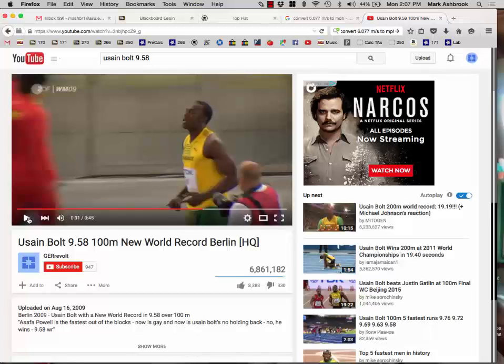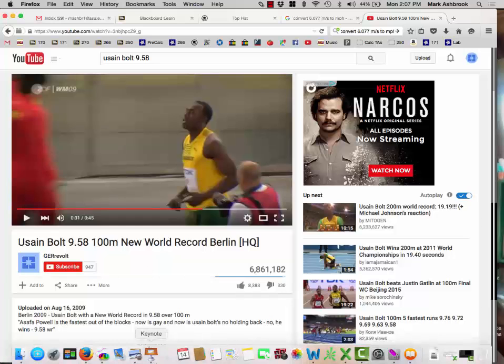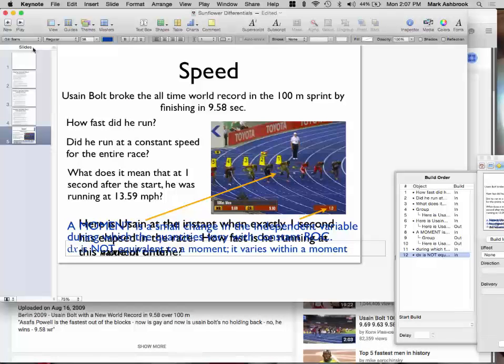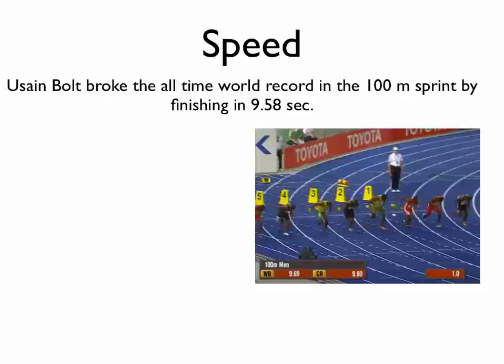Okay. So, you live in a day and age when you get to see this man who's by far the fastest man who's ever lived. He ran 100 meters in 9.58 seconds, obliterating the world record of all time. So let's talk about speed. He broke the all-time world record in the 100-meter sprint by finishing in 9.58 seconds.